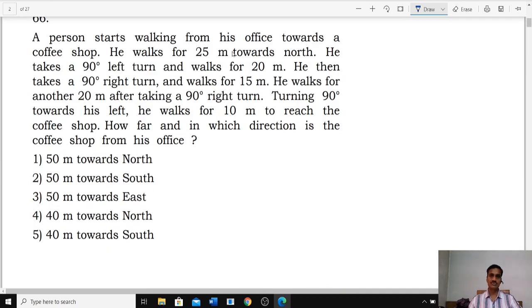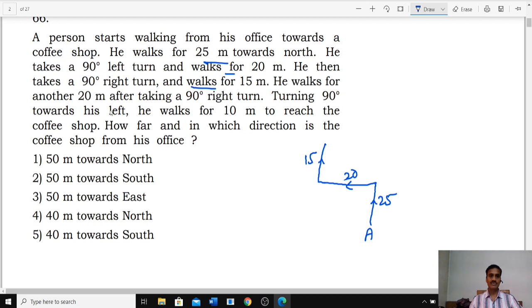A person starts walking from his office towards a coffee shop. He walks for 25 meters towards north. A is the starting point. From here this person has traveled 25 meters towards north. Then he takes a 90 degree left turn and walks for 20 meters, left hand side 20 meters. Then he takes a 90 degree right turn and walks for 15 meters, right hand side 15 meters.